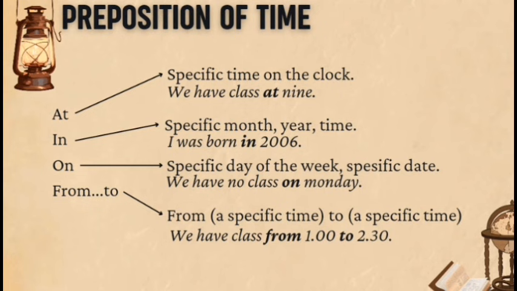Preposition of time. At is for specific time on the clock. For example, we have class at 9. In is used for specific month, year, or time. For example, I was born in 2006. On is used for specific day of the week, specific date. For example, we have no class on Monday.